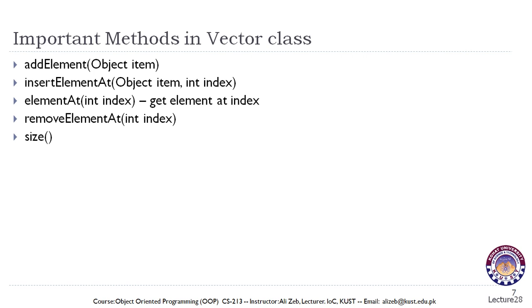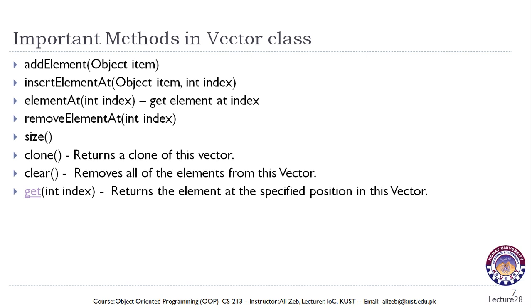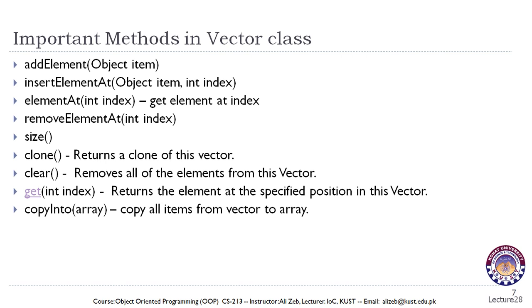We can get the size of the vector using the size method. We can use the clone method to return a clone of this vector. We can use the clear method, which will remove all of the elements from this vector. We can use the get method, which returns the element at a specified position in this vector that will be passed on as an argument to the get method.